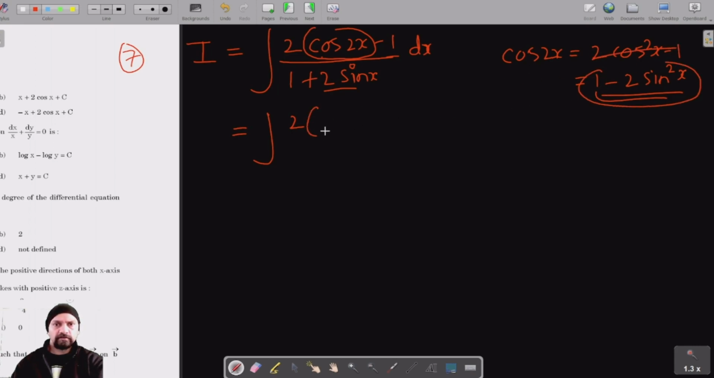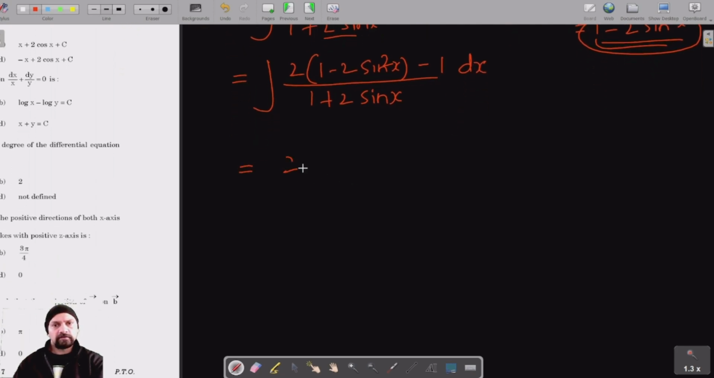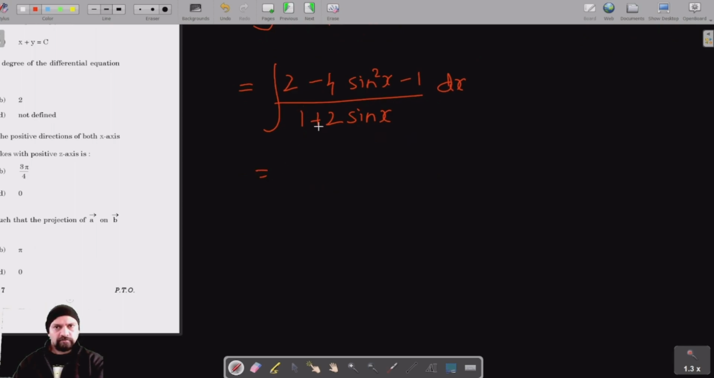We are going to use this. So this is 1 minus 2 sine square x minus 1 upon 1 plus 2 sine x into dx. So this is 2 minus 4 sine square x minus 1 upon 1 plus 2 sine of x into dx. Now 2 minus 1 is 1, and it's 4 sine square x upon 1 plus 2 sine of x into dx.